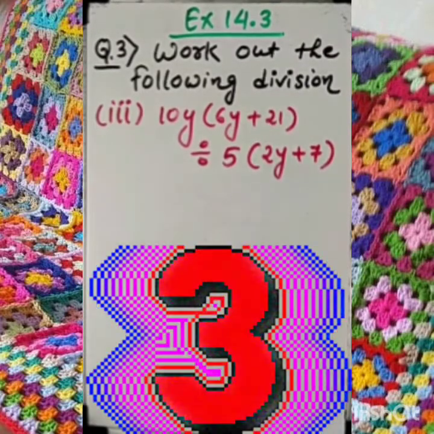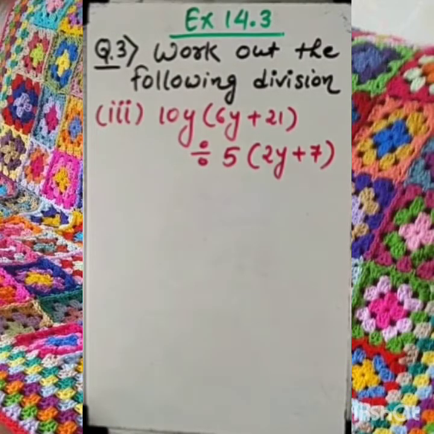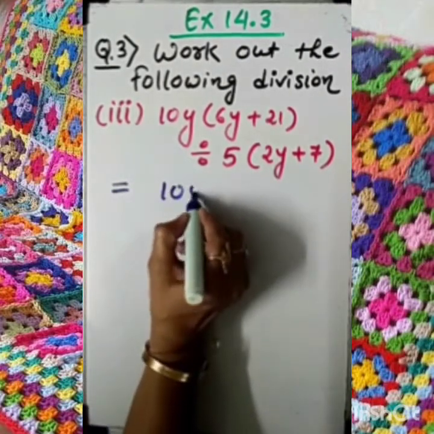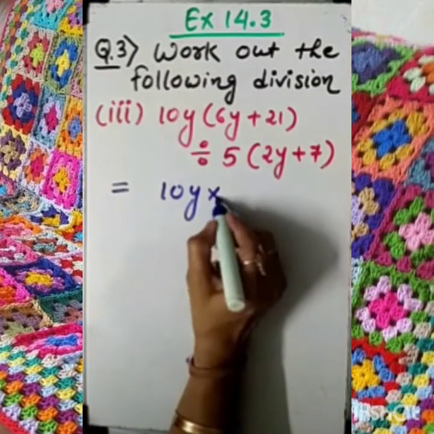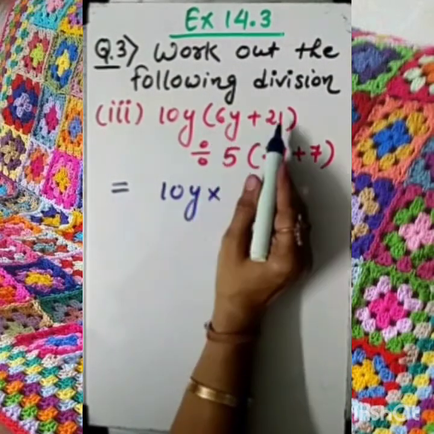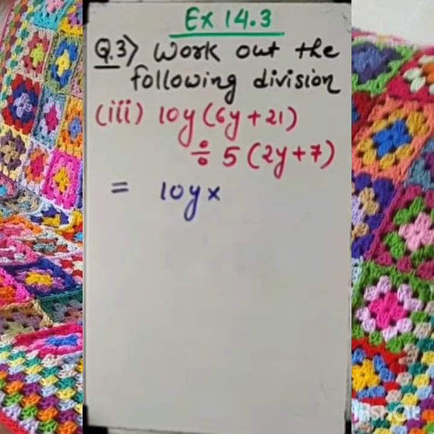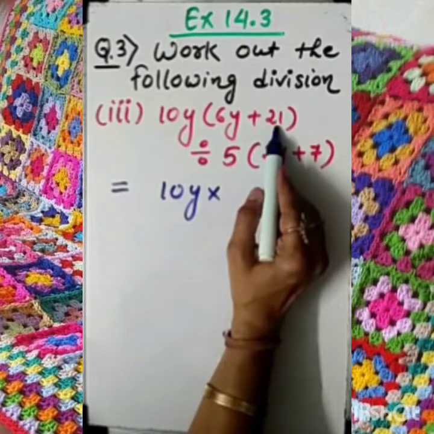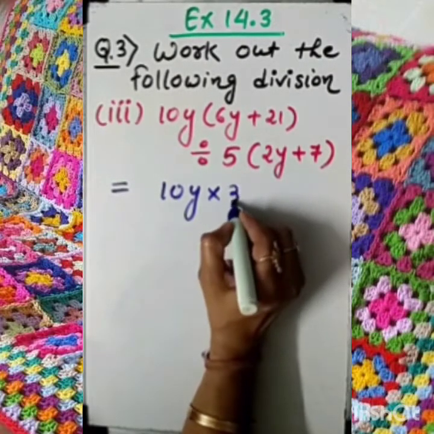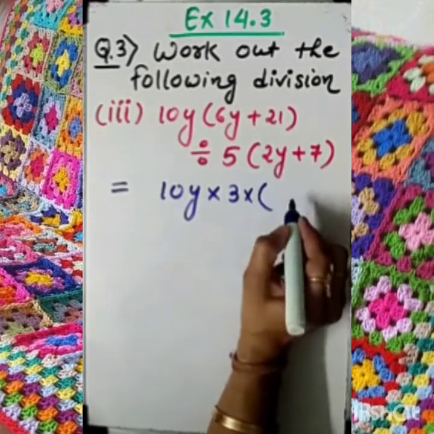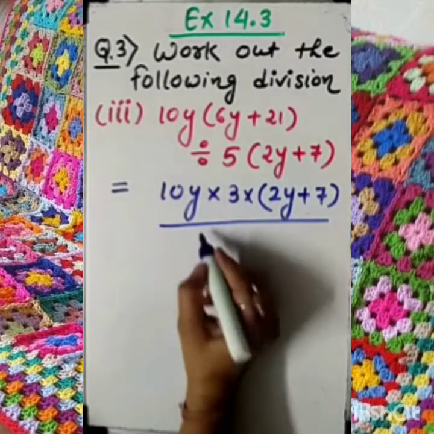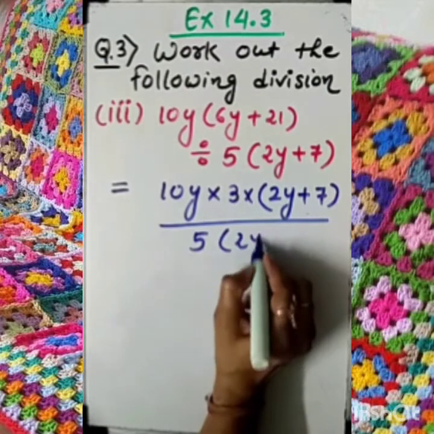So my dear student, the third is 10y in bracket (6y plus 21) divided by 5 (2y plus 7). In that case 10y is already outside. Now something can be taken out common from this 6 and 21. We know that the factors of 6 are 2 times 3, and 21 is 3 times 7. So I need to write 3 as a common factor. Then inside we will have 2y plus 7, upon 5 which is already there, and 2y plus 7 is also there.